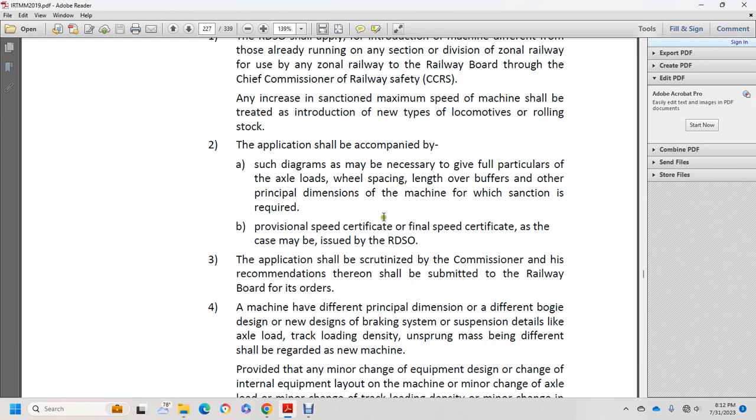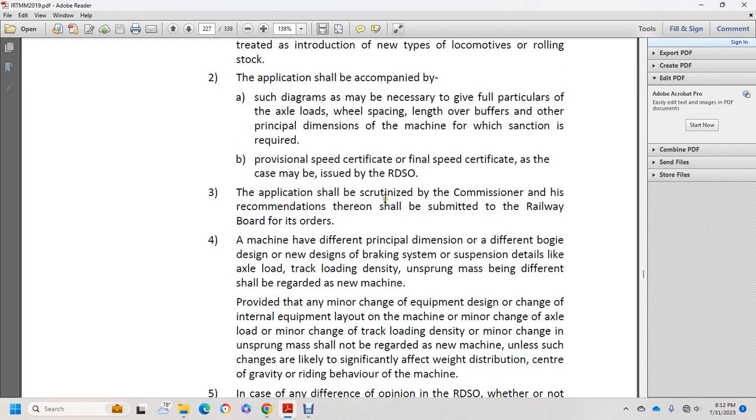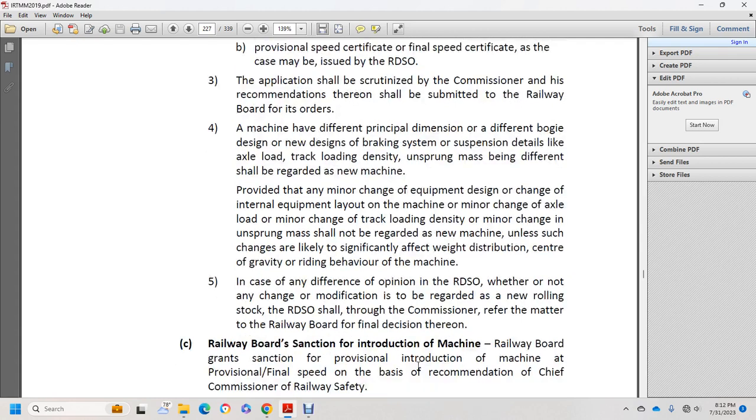change, minor change of the equipment design, change of the internal layout, equipment layout of the machine, minor change, axle load, minimum, minor change of the track loading density, or minor change. Change unsprung mass shall be regarded with the new machine unless such the change is likely to significantly have the affected weight distribution, center gravity, rigid behavior of the machine.